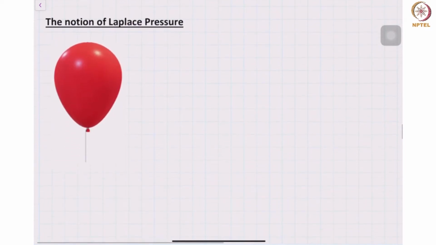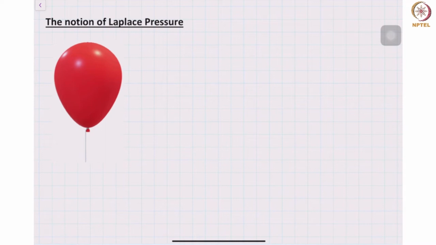To understand the notion of Laplace pressure, let's start with an example of a balloon. What I'm showing you is a nice, beautiful red balloon. As you can clearly see, the balloon is tied at the bottom, and the reason you need to tie it is to ensure that the air inside the balloon is not escaping. Why would the air inside the balloon escape? Because the balloon is experiencing a pressure from the outside, which is the atmospheric pressure. It's also experiencing a higher pressure inside.